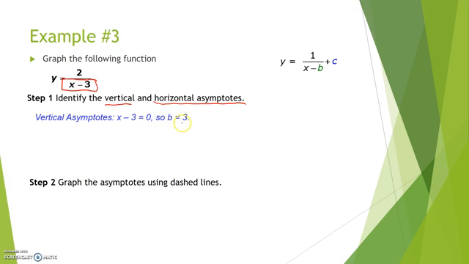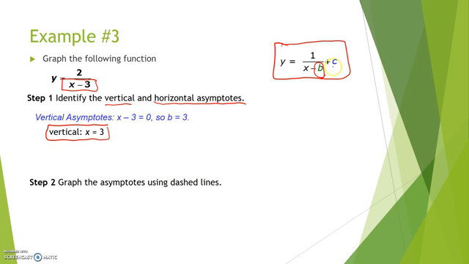Why is it saying b equals 3? Well, because part of the rational function form is y equals 1 over x minus b. When you're finding your vertical asymptote, it's this b value right here. So for here it would be 3. So b is 3, which technically is x equals 3. That's our vertical asymptote.